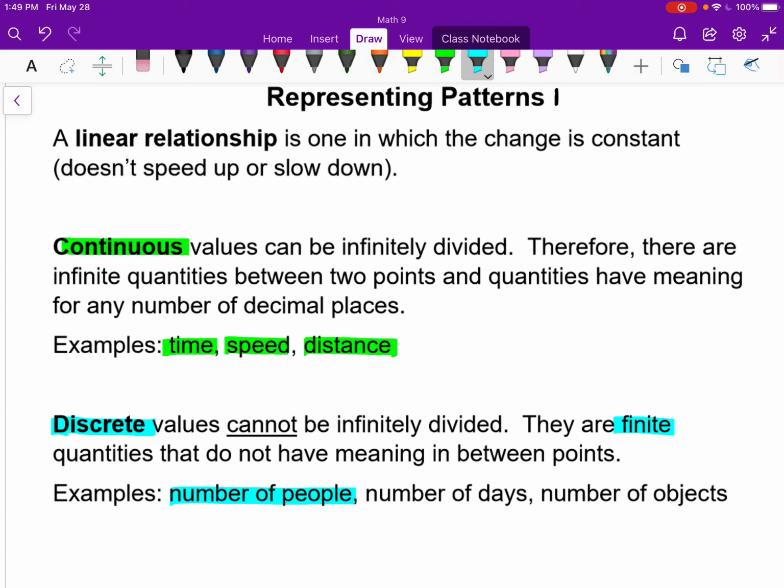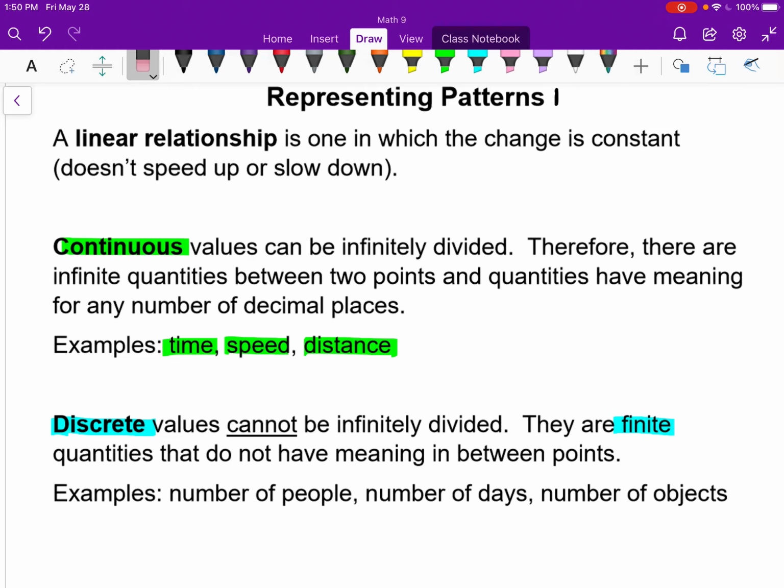And notice it's very different from time. 1.92 seconds, that makes sense, but 1.92 people does not make sense. And it's all about the context of the data. Number of days, again, 1 day, 2 days, but 2.8 days could make sense depending on the context, but it also may not make sense depending on the context as well. It depends what the context is. But number of objects, if you're counting chairs in a room, 1, 2, 3, 4, 5, 6 makes sense, but most likely 1.92 doesn't make sense. And so in general, discrete data, you can count it and you can list it out.